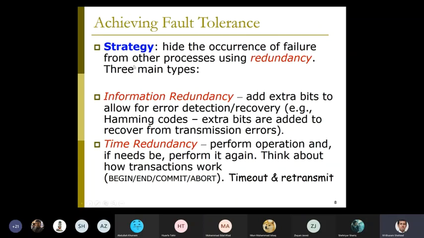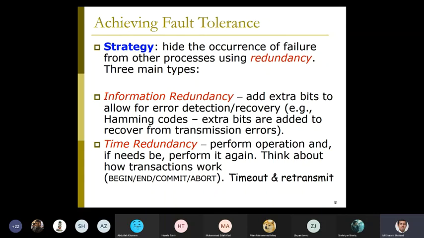In order to achieve reliability, we need to know what type of redundancy is required. Okay. First type is information redundancy. Okay. What is information redundancy? When we send a packet through the line, we add extra bits so that the errors that might occur due to the transmission line could be corrected. Example is Hamming codes. Okay. So these extra bits can be used for error detection and correction.